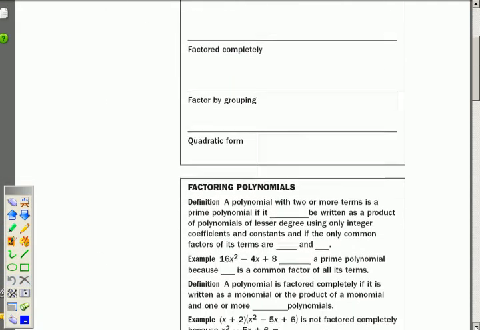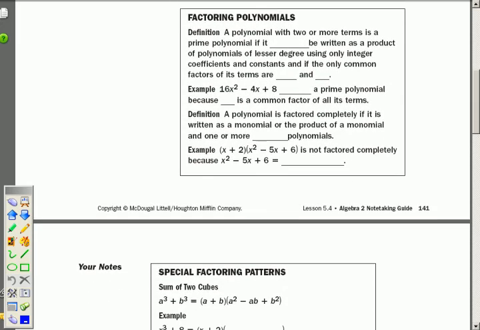Let's take a look at factoring polynomials and all that entails. A polynomial with 2 or more terms is a prime polynomial if it cannot be written as a product of polynomials of lesser degree using only integer coefficients and constants, if and only if the common factors of its terms are -1 and 1. Remember, if you can only take out 1 and -1 from something, then it's a prime factor.